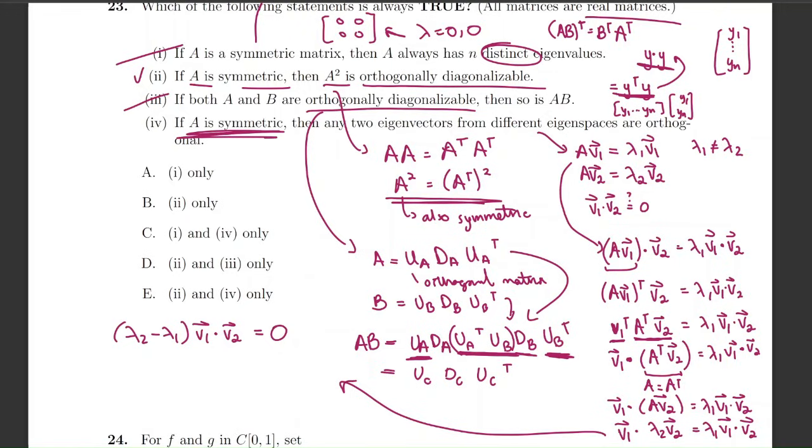Alright, we just subtract things over because lambda 2 and lambda 1 are scalars, so we can just take those out. And then also v1 dot v2, it's the same. So even if you reverse the dot product, it gives you the same result. So we end up with this expression here. And we know that these eigenvectors are from different eigenspaces. So that means that lambda 1 is not equal to lambda 2. So the only way for this equation to be satisfied is if v1 dot v2 equals 0. So that means that these eigenvectors are orthogonal. So this is a true statement.